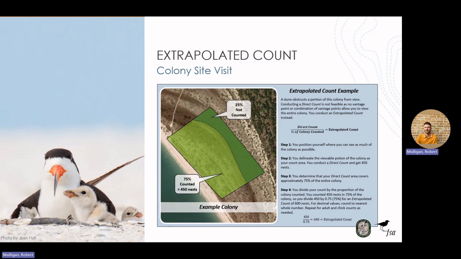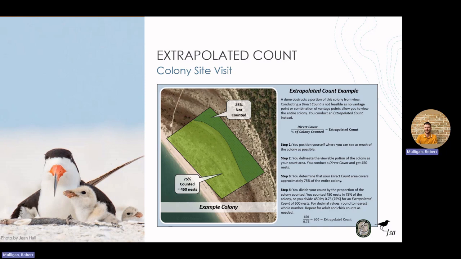Remember, a direct count is the average of 2 counts. In this example, your direct count of nests in the viewable portion is 450. Step 3. You determine approximately what percent of the entire colony your direct count area covers. Here, you approximate that you counted 75% of the entire colony.